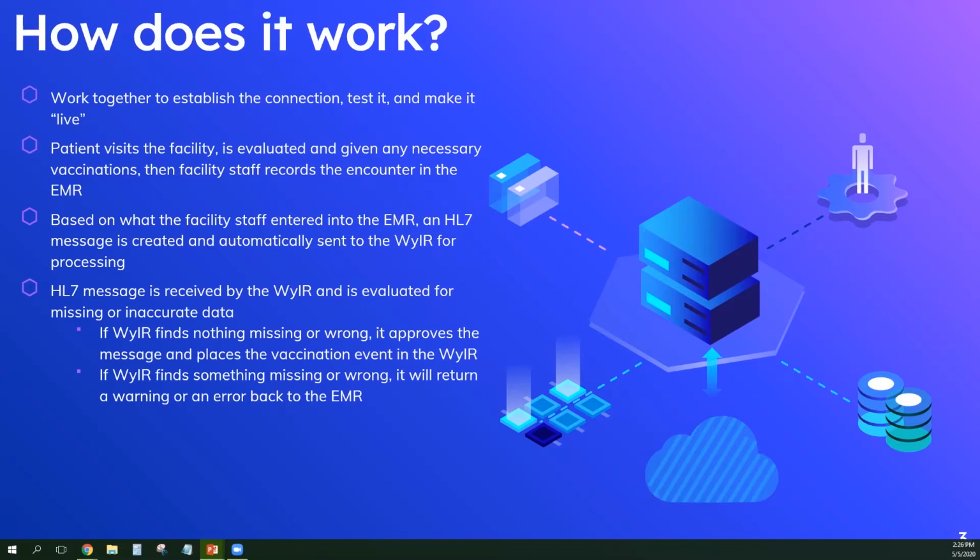If the WyIR doesn't find anything wrong or missing in the message, it approves it and places the vaccination event in the WyIR where you as a user can then see it. If it does find something missing or wrong, it'll return a warning or an error back to your EMR. In the case of an error, the message is blocked entirely.